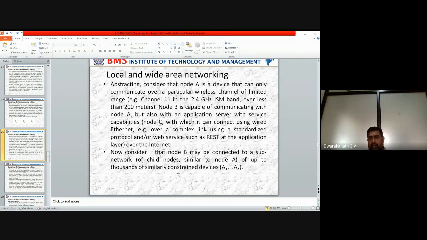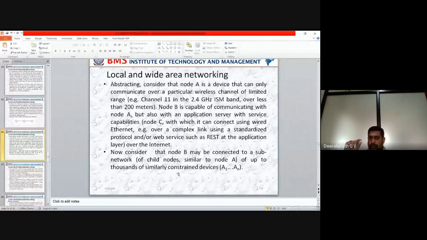For example, over a complex link using a standardized protocol, a web service such as REST at the application layer over the internet. Now C is having internet. C is connected to the internet, and B is the one connected through a LAN to C, and A is the other network, which is connected only within 200 meters in an analog mode. Now consider that node B may be connected to a subnetwork.